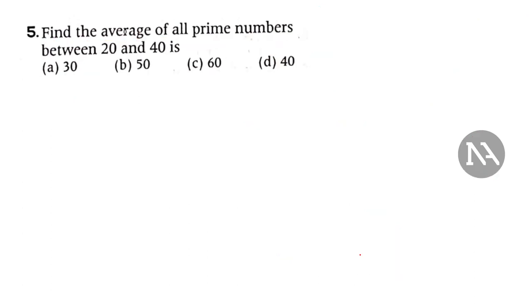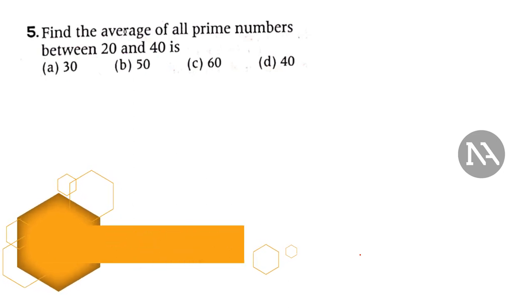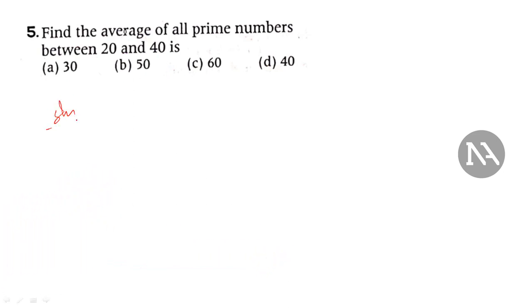That is the thing. The next question, find the average of all the prime numbers between 20 and 40. So first we have to write down what are the prime numbers which are in between 20 and 40. Between 20 and 40 I have 23 is a prime number, 29 is a prime number, 31 is a prime number, 37 is a prime number. So these are the 4 numbers coming in between 20 and 40 as prime numbers.